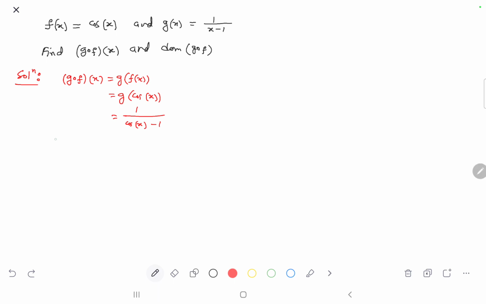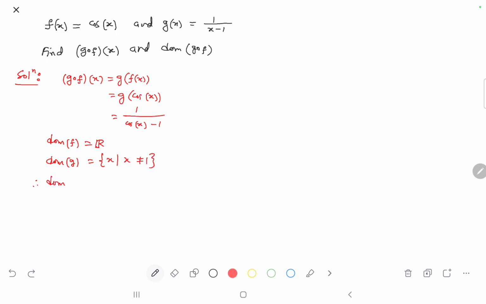Okay. So, what is the domain of f? Domain of f is all real numbers, right? Yeah. What is the domain of g? Look at this, g of x is 1 over x minus 1. What is the domain of g? All real numbers except for one. Except one, very good. x equals one is not allowed, right?